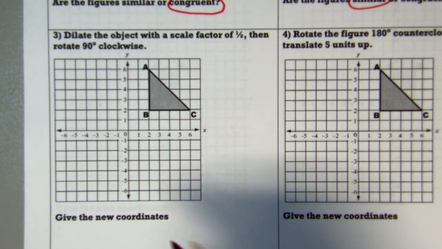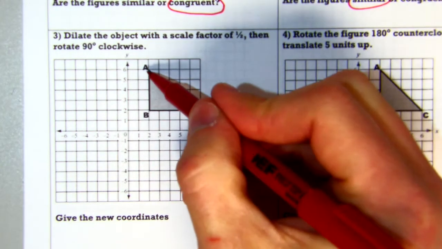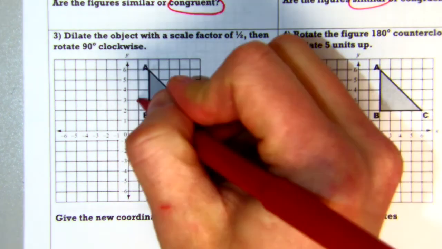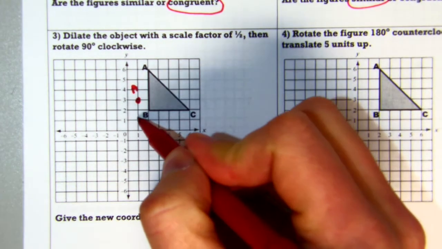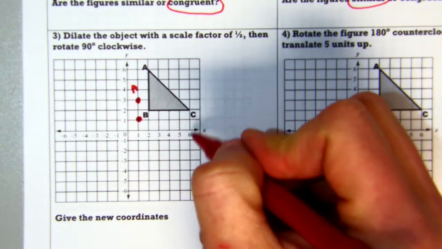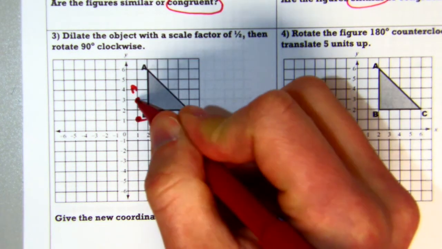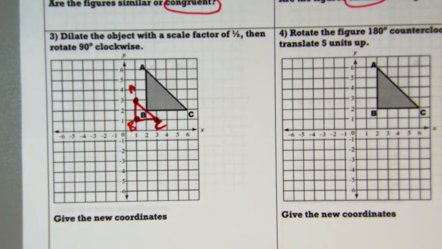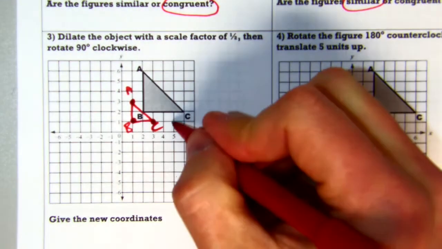So, and then we're going to go ahead and give our new coordinates with that one. So the first one is to dilate the object with a scale of half. So we're going to cut our coordinates down. So my A coordinate is a 2, 6, so that's going to go to a 1, 3. My B coordinate's a 2, 2, so it's going to go to a 1, 1. And my C coordinate is a 6, 2, so it goes to a 3, 1. So here is my new dilated shape.